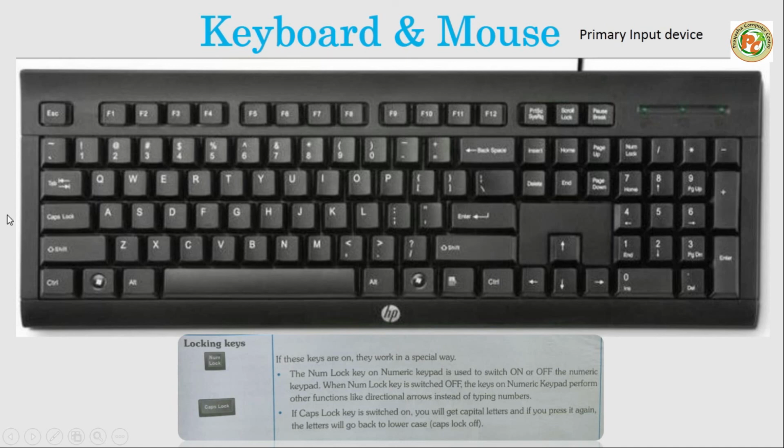Similarly, caps lock. If caps lock is off, then you can type all the letters in small case. But if caps lock is on, then it will be all uppercase. So how can we check whether it is on or off? Here the light will be on, that means caps lock is on. If it is not on, that means caps lock is off.